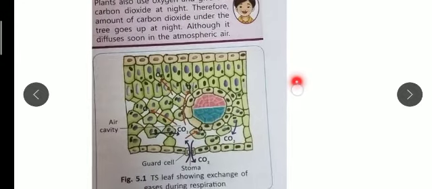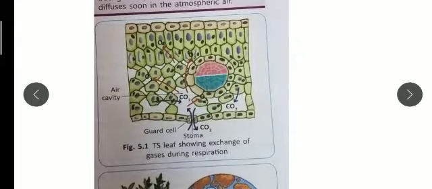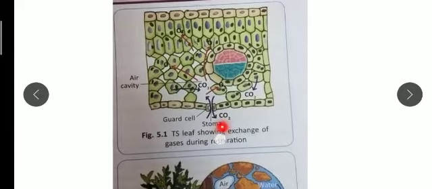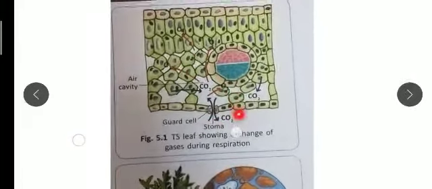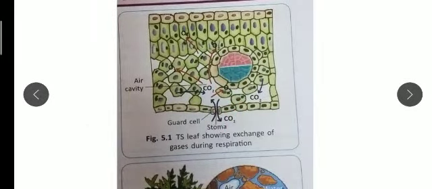Now the diagram. Diagram 5.1 is given, a transverse section of the leaf. You can see the red arrow marks, and here the stomata are shown, in the lower part. Stoma and stomata are the same. The stomata are guarded by guard cells; there are two guard cells which guard each stoma. When water enters them, they swell up and the gases are exchanged.